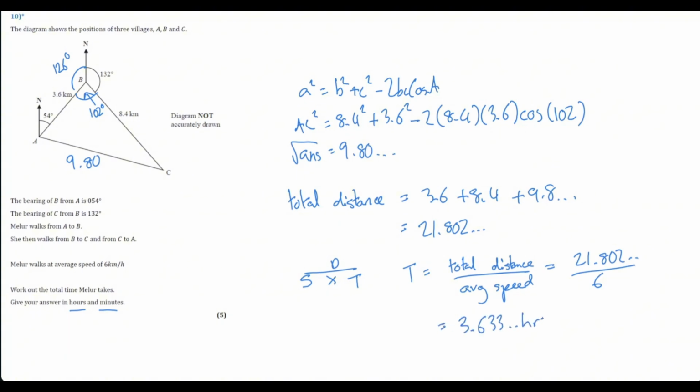3.633 hours. Of course, that's 3 hours plus 0.633 hours. Let's turn this last part into minutes. Remember, there are 60 minutes per hour, so all we need to do really here is times 0.633 by 60, and you get around 38 minutes. So our solution to this answer is 3 hours and 38 minutes. And that's finished.